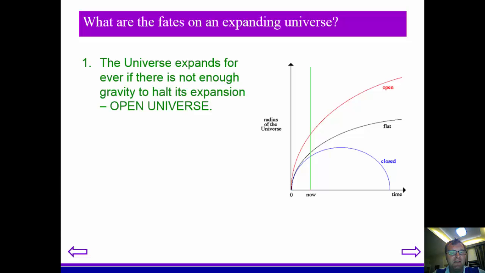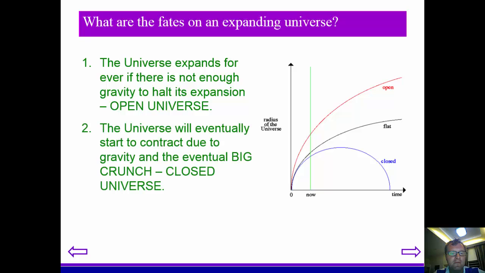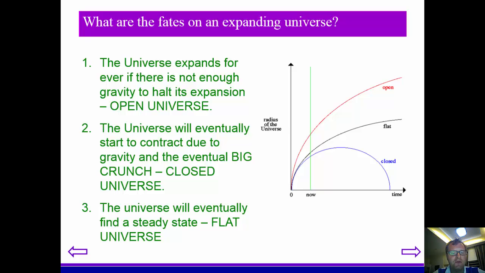The fates of an expanding universe are one. The universe is going to expand forever because there's not enough gravity and not enough mass to halt its expansion, and this is known as the open universe theory. Second theory, the universe will eventually start to contract due to the amount of matter and gravity causing it to close in on itself and have a final big crunch, and this is the closed universe. And the third model is that the universe will eventually find a steady state, which is a flat universe.